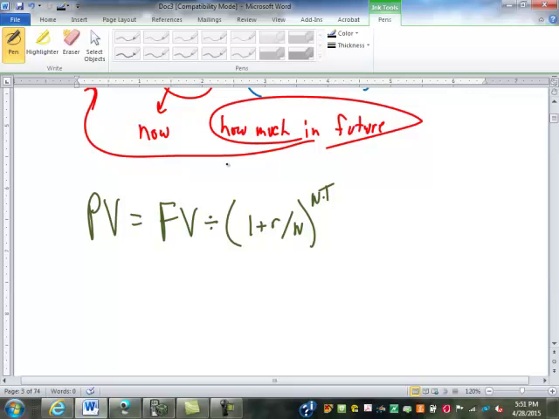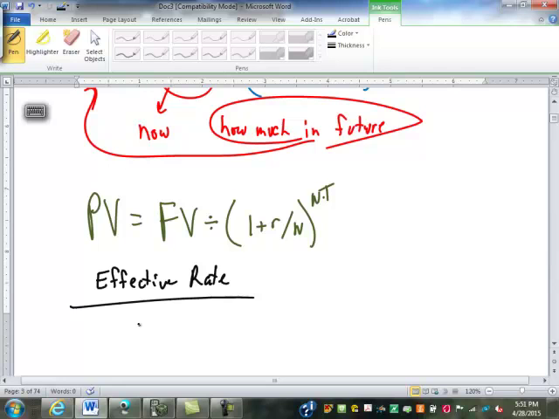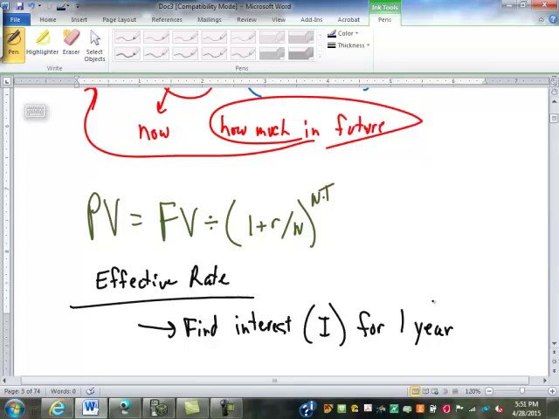Finally, we have effective rate. When dealing with effective rate for compound interest, find the interest, otherwise known as I, for how long? 1 year. Unless what? Unless it's less than a year.